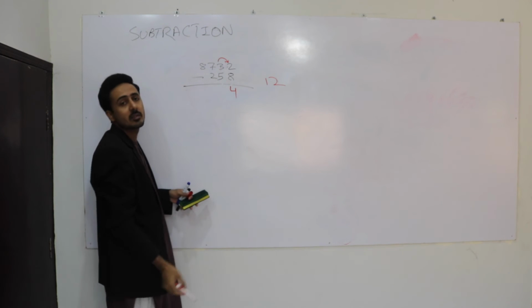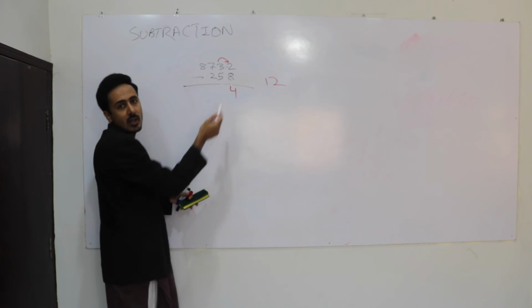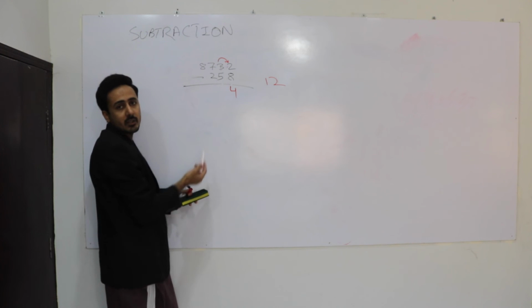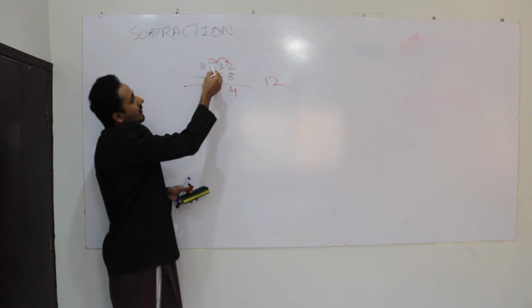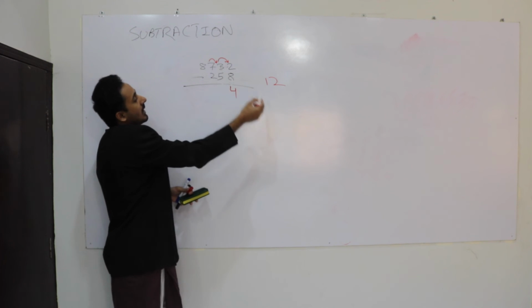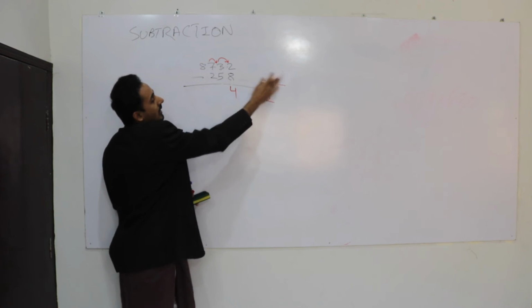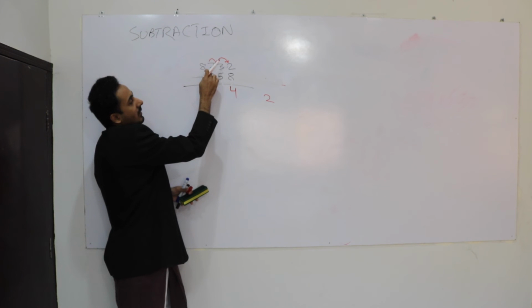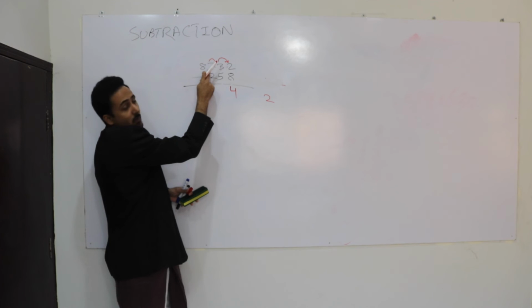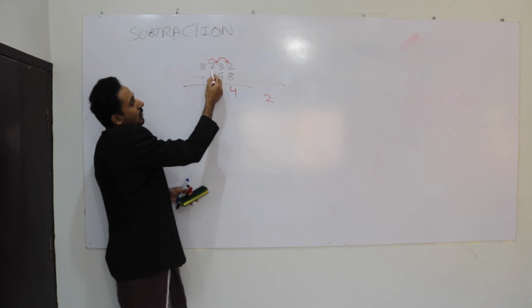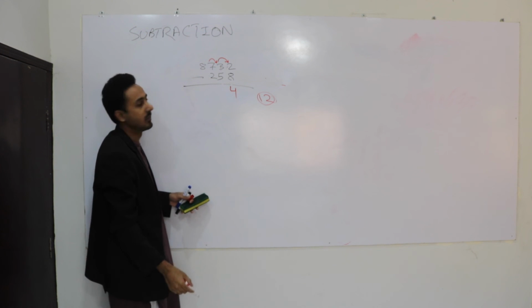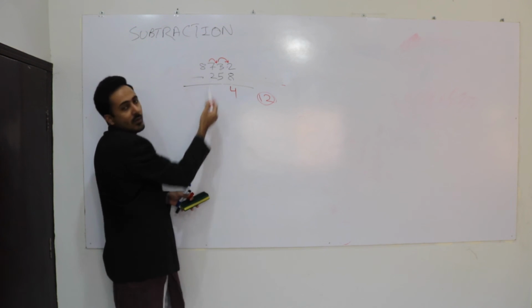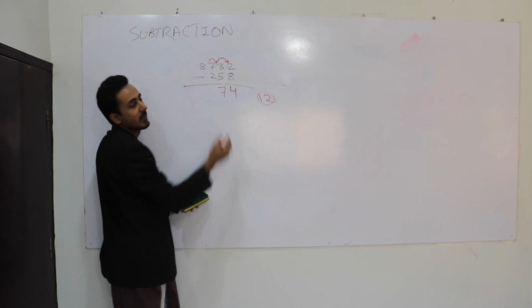Now here 2 is remaining because we already donated 1 there. 5 cannot be subtracted from 2. So we will again get a donation of 1 from 7. So 2 was already remaining here, and 1 which is 10 times greater than this, because this is the hundreds place and this is the tens place. So that one will make this 2 into 12. Now subtract 5 from 12, 7 will remain.